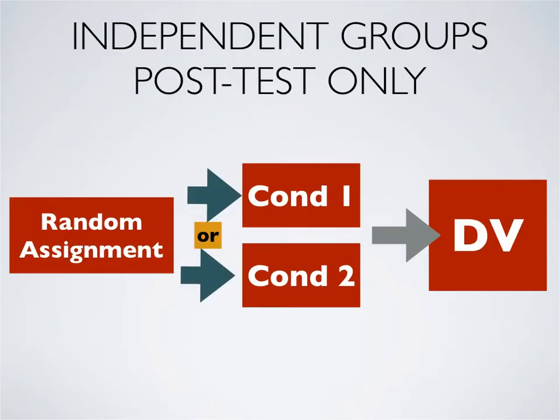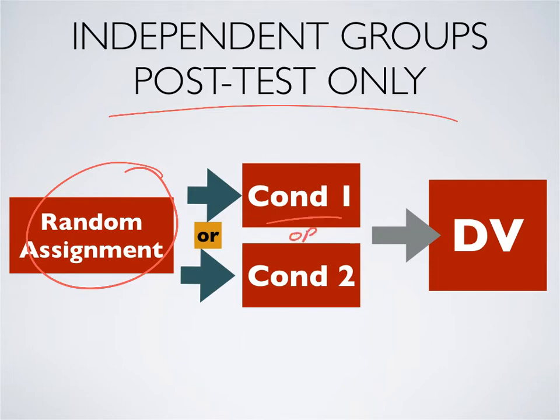Okay, so we went over this design, right? Independent groups, post-test only design. You have random assignment like any other experiment. You assign participants to condition 1, or, this is key, condition 2. Then you measure the DV. Okay, so let's move on to a different type of design.